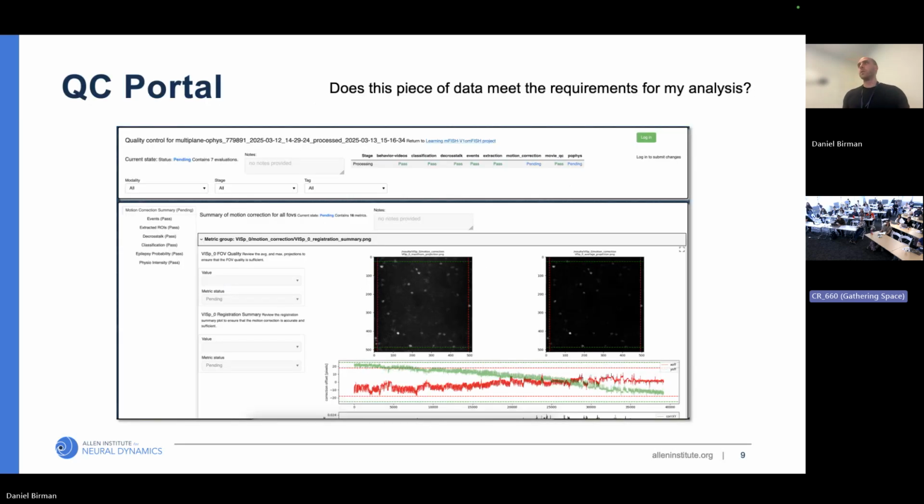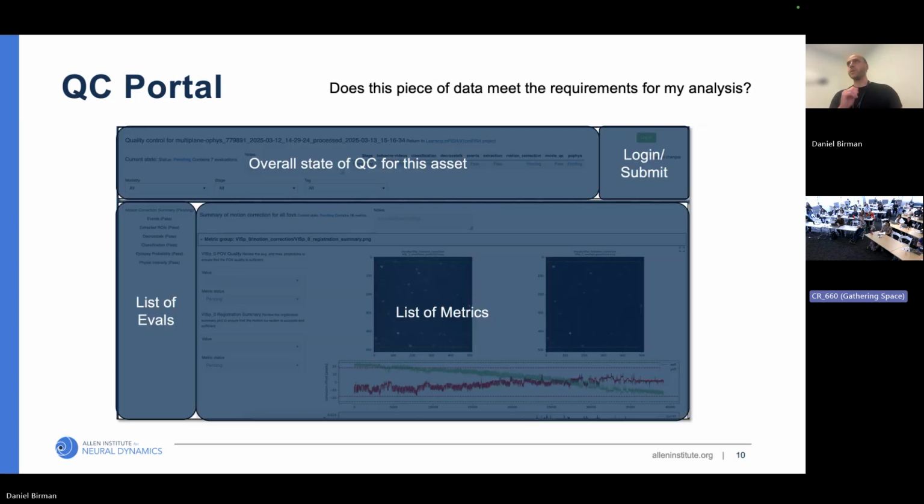So the QC portal helps you answer this question: does this piece of data meet the requirements for my analysis? And this is what the actual portal looks like. So breaking that up into a few pieces.